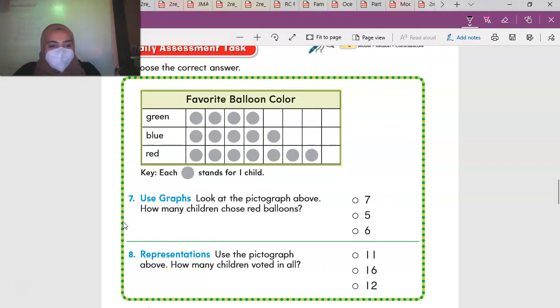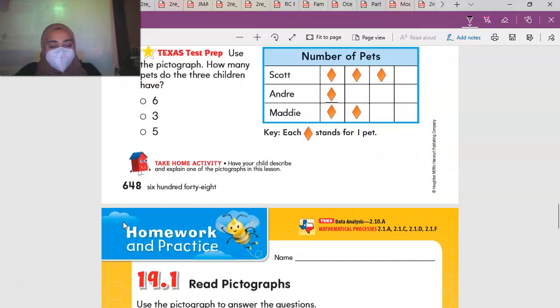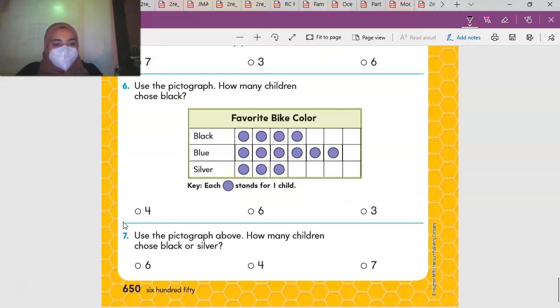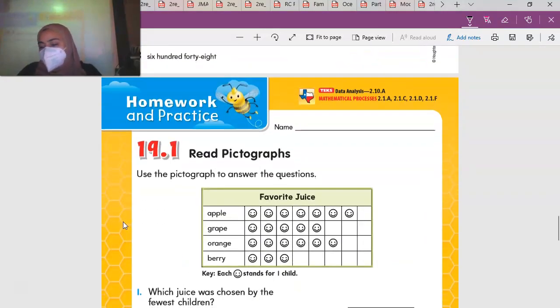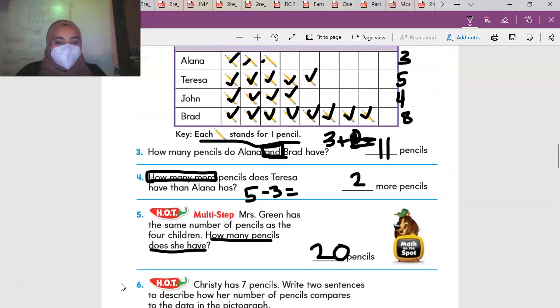All right. So in a minute, you're going to complete pages 648 to 650 on your own. And then you're going to work on the worksheet, lesson 90, that says read pictographs. This is an easier lesson. It should not take you that much time, but if you do have any questions, please do let me know.